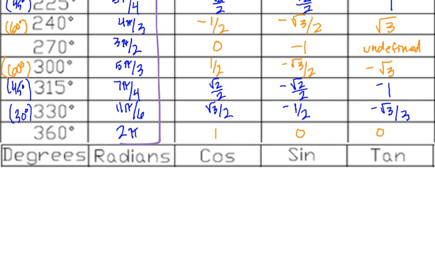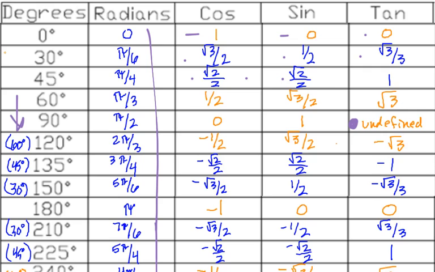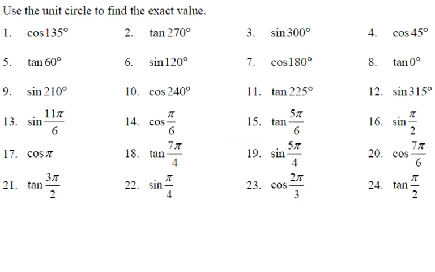And just remember, can we figure out what the secant, cosecant, and the cotangent are? Yeah, you just find the reciprocals of them. Okay? As simple as that. So once you have those, then you've got them all. And this is what we're going to use as we look at these kind of problems. So it says, use the unit circle, find the exact value.